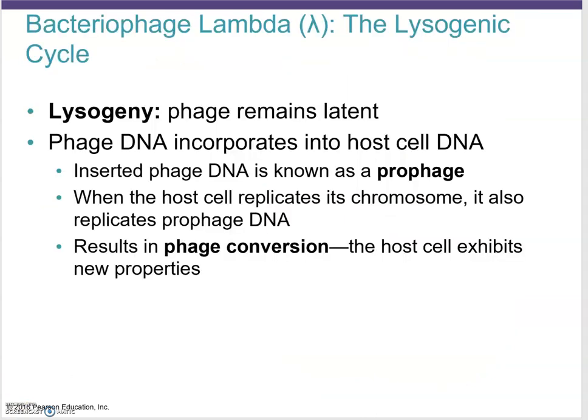So by comparison, the lysogenic cycle of a bacteriophage is pretty boring, because nothing really happens. The DNA gets incorporated into the host cell DNA, and it gets replicated every time the bacterium divides, and it just stays there in a dormant kind of stage. A lot of times, the presence of the phage DNA in the bacterium results in something that's known as phage conversion, and the host cell sort of has new properties.